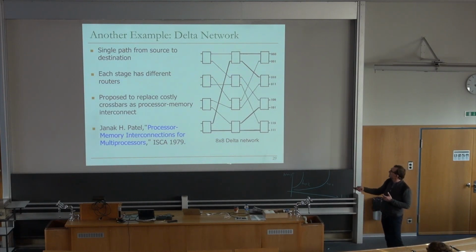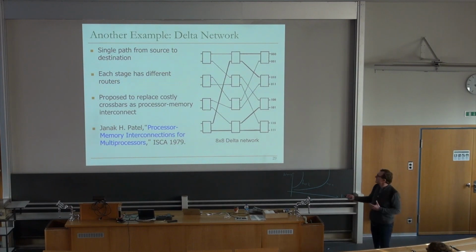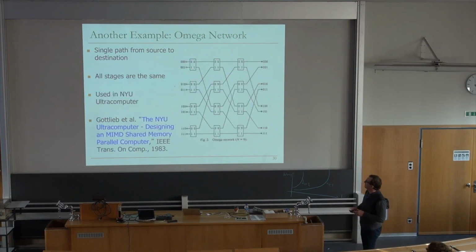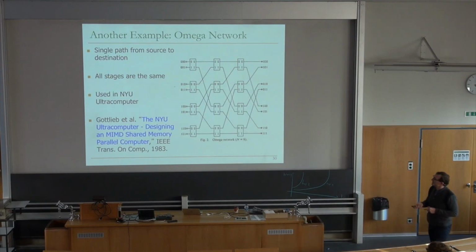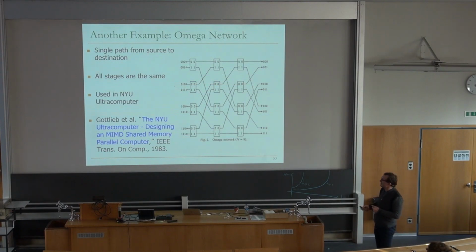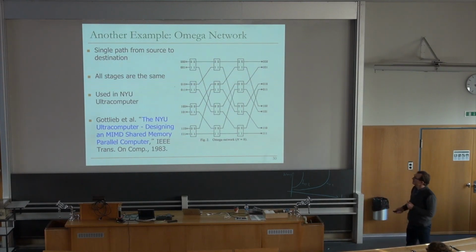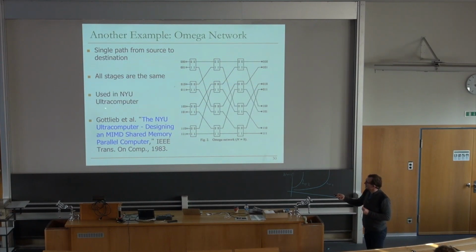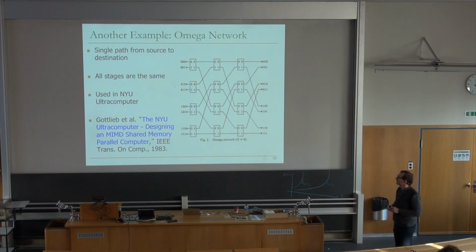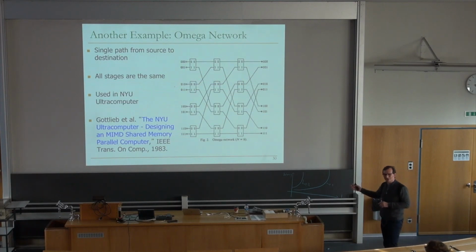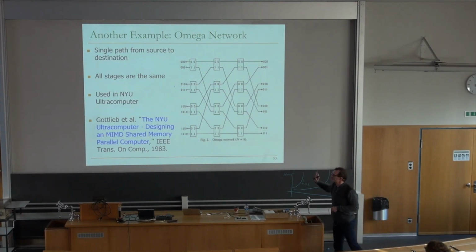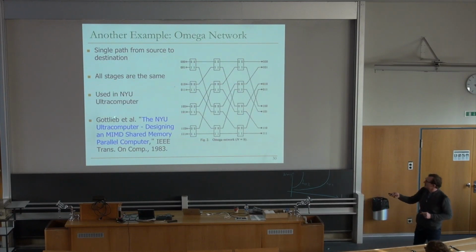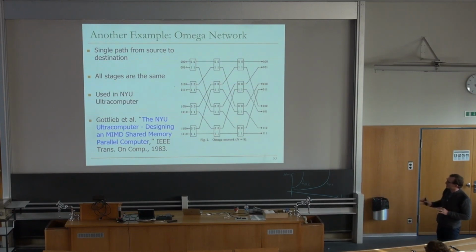You had the processors over here, you have the memories, and you don't want crossbars, so multi-stage networks are a good idea. This is another example, Omega network. Actually, you've seen this before. You have a single path from source to destination. In this case, all stages are actually the same. You could actually replicate the same router. You just need to wire the switches to the right places, that's it. It's used in one of the earlier supercomputers, if you will, multiprocessor machines. It's called the NYU Ultracomputer. The reason I'm introducing it is because I'm going to talk about something else related to this in a little bit. And you can read this paper that describes it. Again, you can analyze the network for different contention patterns.